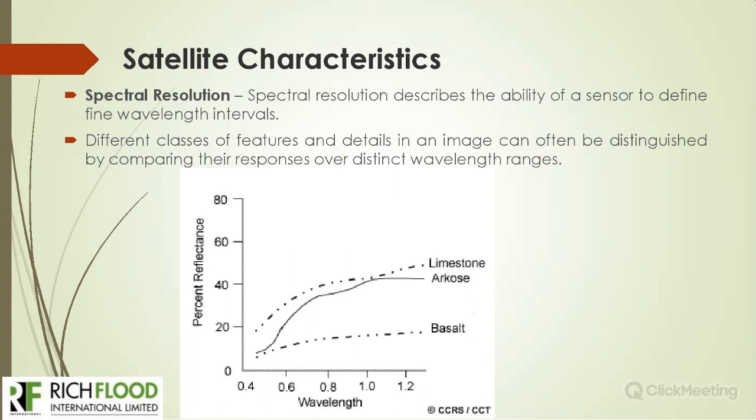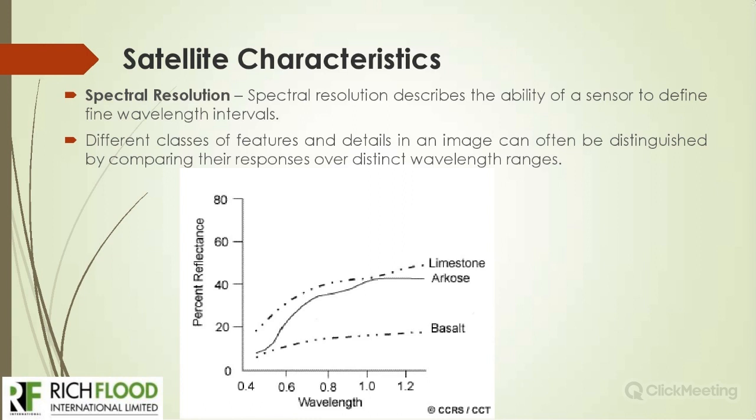Another characteristic of the satellite system that you have to understand before you decide which satellite image to acquire for your study is the spectral resolution. And spectral resolution describes the ability of the sensor to define fine wavelength intervals.